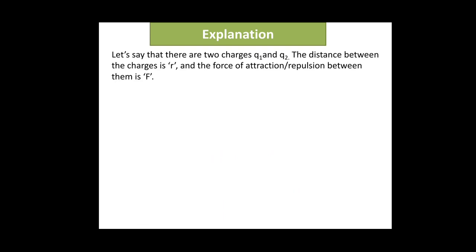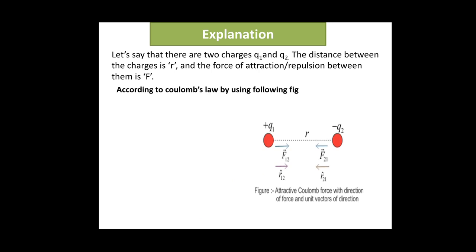Let's look at this in more detail. Let me elaborate. Consider there are two charges, Q1 and Q2. The distance between them is r and the force of attraction or repulsion between them is F. According to Coulomb's law, force is directly proportional to the product of the magnitudes of the two charges Q1, Q2, and inversely proportional to 1 upon r square.